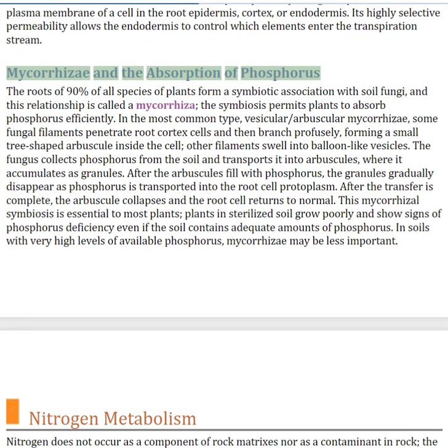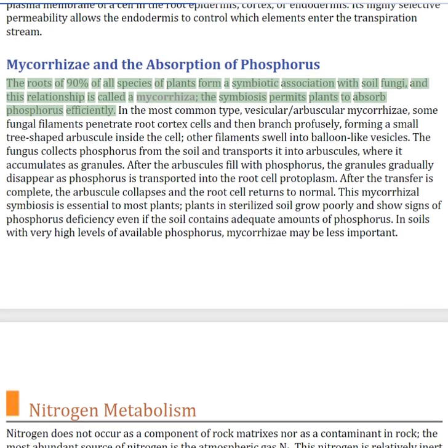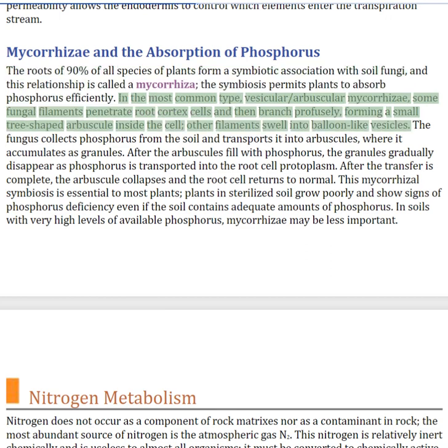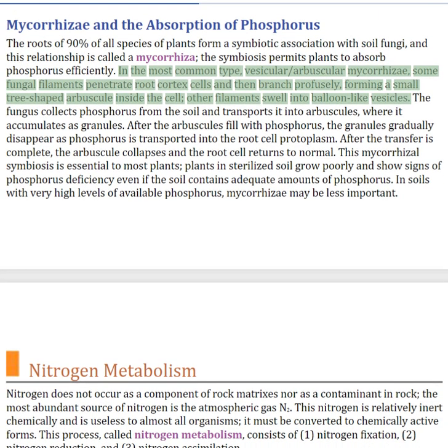Mycorrhizae and the absorption of phosphorus. The roots of 90% of all species of plants form a symbiotic association with soil fungi, and this relationship is called a mycorrhiza. The symbiosis permits plants to absorb phosphorus efficiently. In the most common type, vesicular arbuscular mycorrhizae, some fungal filaments penetrate root cortex cells and then branch profusely, forming a small tree-shaped arbuscule inside the cell. Other filaments swell into balloon-like vesicles.